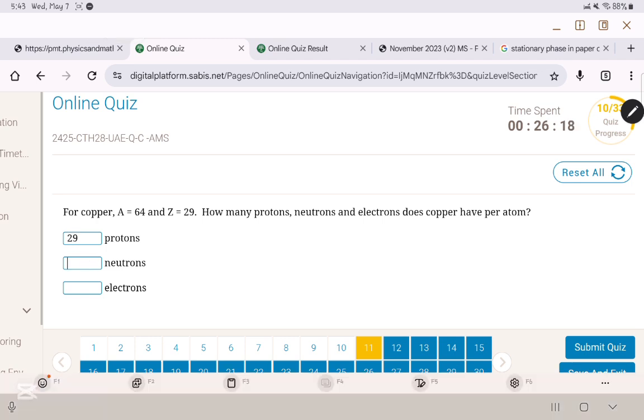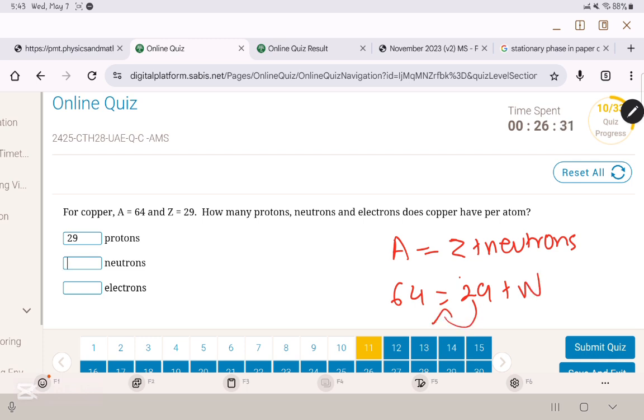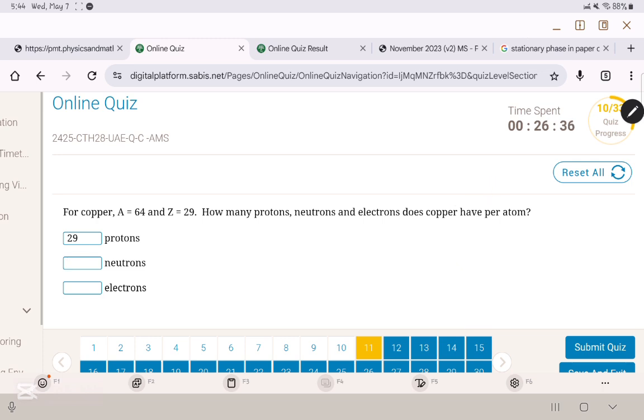The neutrons in this case, as we said, A is equal to Z plus the number of neutrons, so Z is number of protons, which is 29. So 64 is equal to 29 plus neutrons N. Move it to the other side, 64 minus 29. You will get an answer of 35, so N is equal to 35 neutrons. For electrons, it's going to be the same number. Why? Because they said it's an atom. When they say it's an atom, that means it has no charge, or very simply, it has a charge of 0.